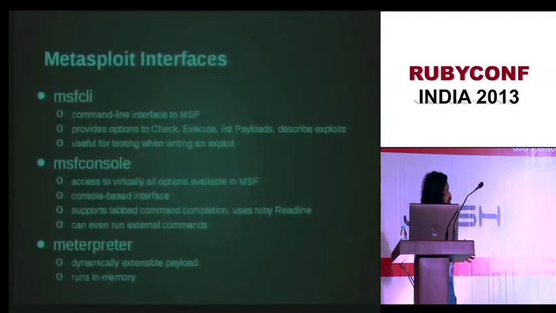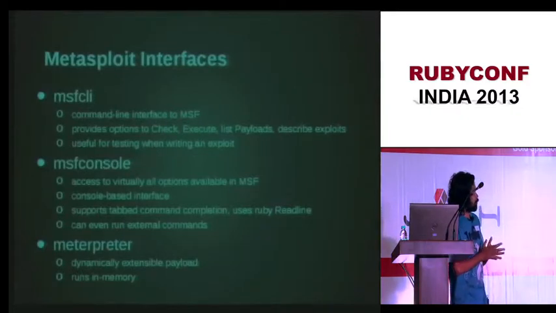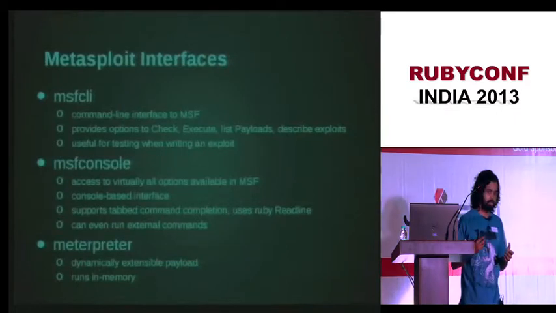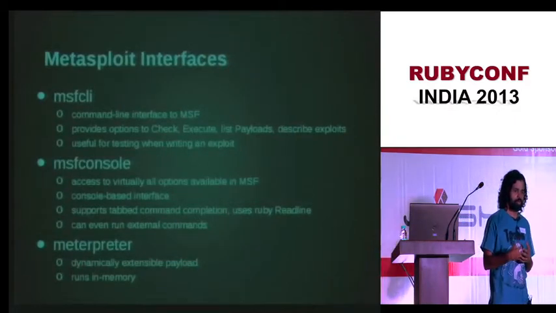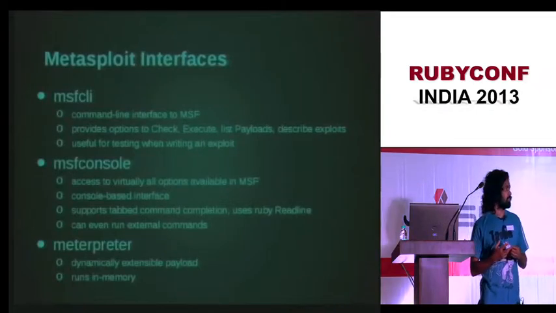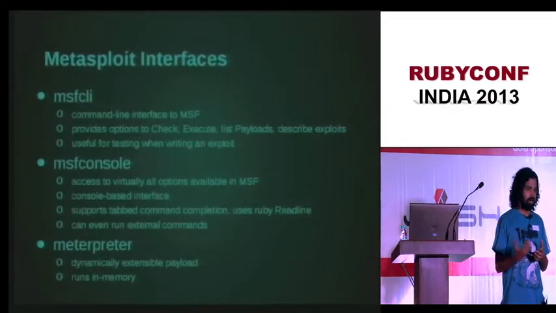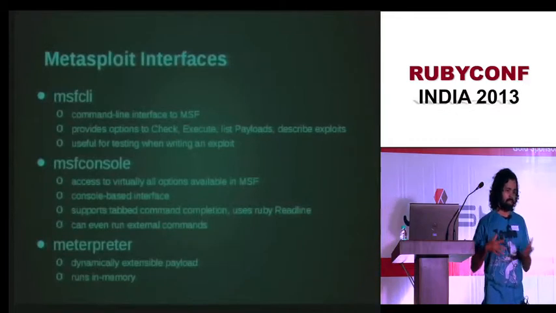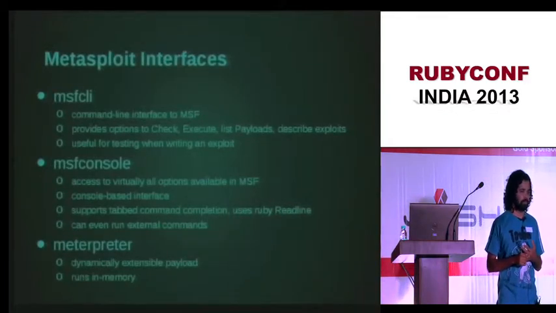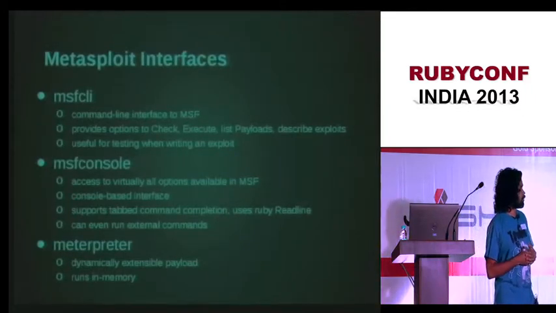The last one, Meterpreter, is more of a payload. What it does is it allows you to dynamically inject code into your victim system. On Windows it uses DLL injection, and the good thing about that is it runs completely in memory, so you don't have any of your exploit artifacts littering around on the victim system. So it's very good when it comes to antivirus evasion and bypassing IDSs and things like that.